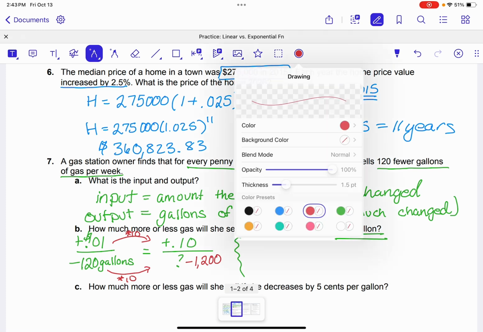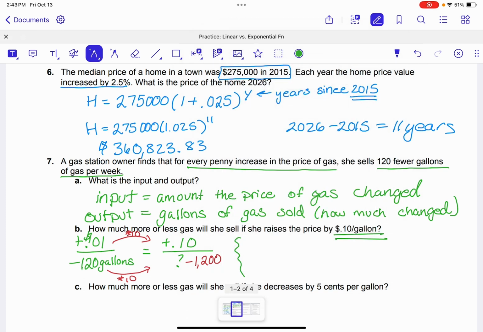Another way to approach this problem would be using it as a rate of change. So basically, if I created this into a rate, it would be a negative 120 because it's less per penny, gallons per penny is sort of the rate. So for each penny increase, she sells 120 fewer gallons. So if she raises the price by 10 pennies, that would be negative 120 times 10, which would be 1,200 fewer gallons.